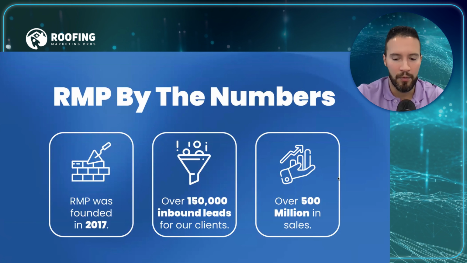I started to focus on growing an agency, and then I decided to focus my efforts on serving roofing companies. I got my first client in 2017, and we've grown since then. We've worked with close to 400 contractors across the country, generated 150,000 inbound leads, and produced over 500 million in sales for our clients.